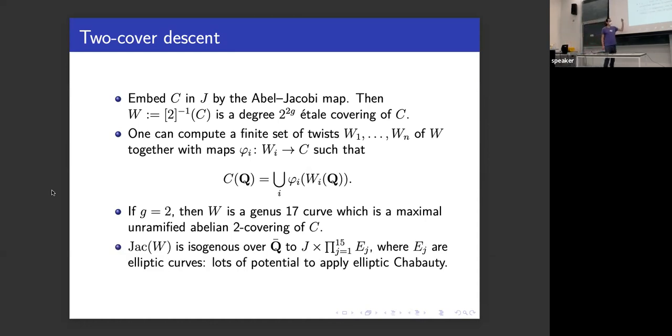And in fact, what is nice here is that in the genus 2 case, the Jacobian of this genus 17 curve has a very nice structure. So over Q-bar, up to isogeny, you've got the Jacobian of the original curve, this 2-dimensional factor, and then the remaining 15-dimensional part is in fact geometrically a product of 15 elliptic curves. So this gives us lots and lots of potential to apply elliptic Chabot.